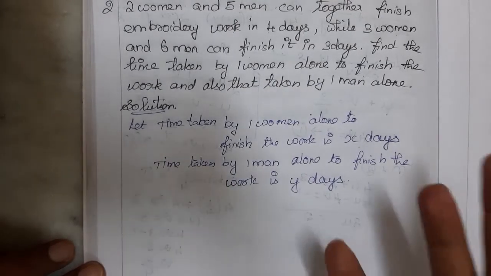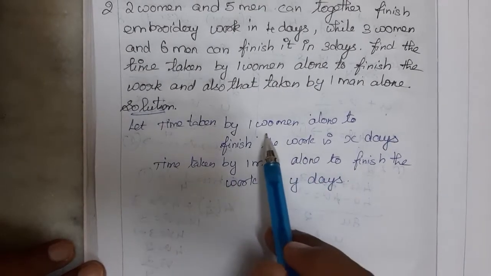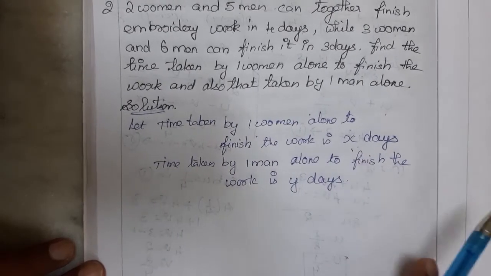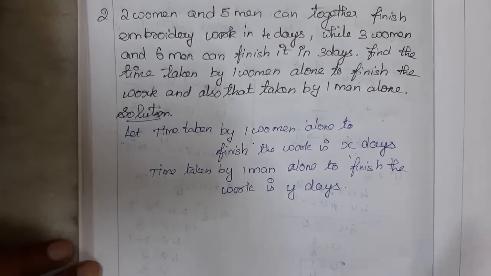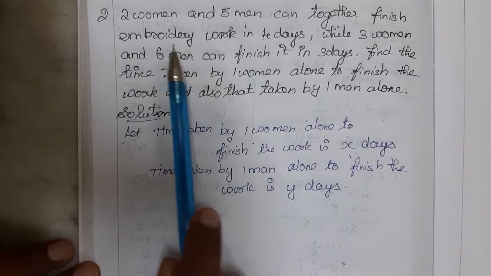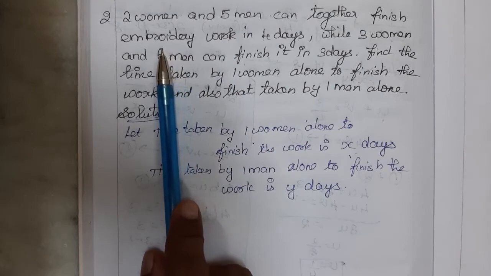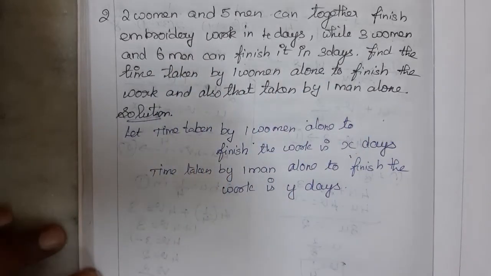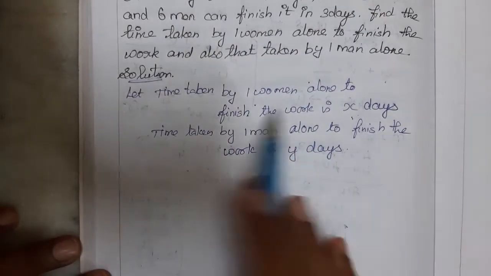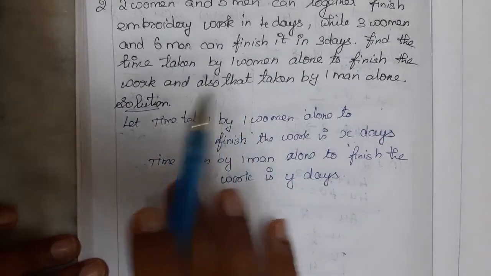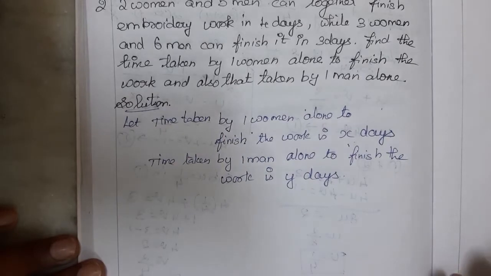Then how much part of the work can a woman do in 1 day? So it is 1 by x, right? If a woman is doing 1 embroidery in 10 days, in 1 day it's 1 by 10, right? Same. One part of the 10 days. Clear? If it is 20 days, then in 1 day he can do the 20th part, right? The same way.